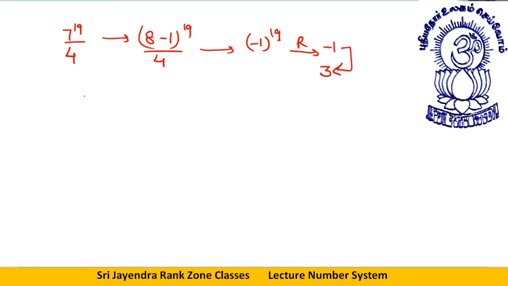Find the remainder when, suppose I say, 11 raised to the power 13 is divided by 7. Find the remainder. Okay, how will I do it? 11 divided by 7 will give me, 11 is what?